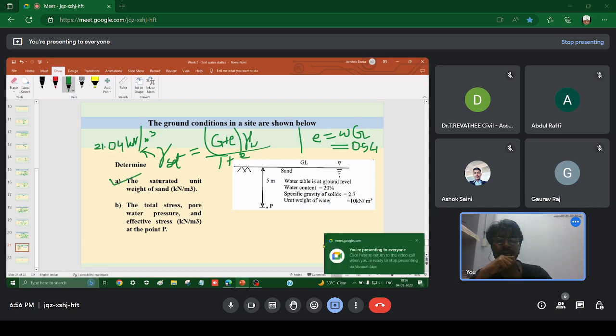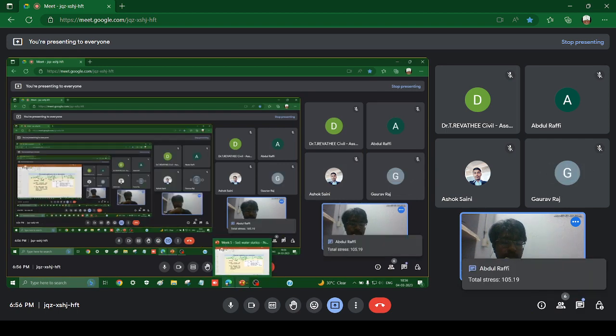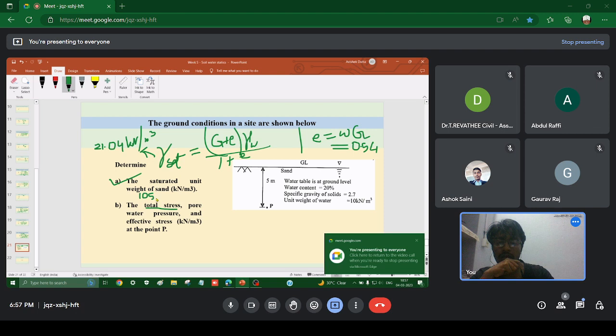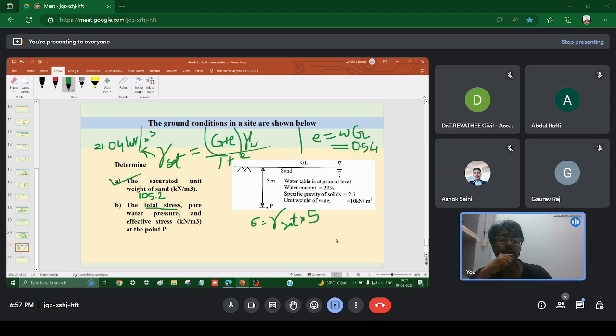Now the total pressure. How much? Yes, 105.19, and write 105.2. How are you getting it? It is sigma equals to gamma sat into 5. Okay, it is 105.2.